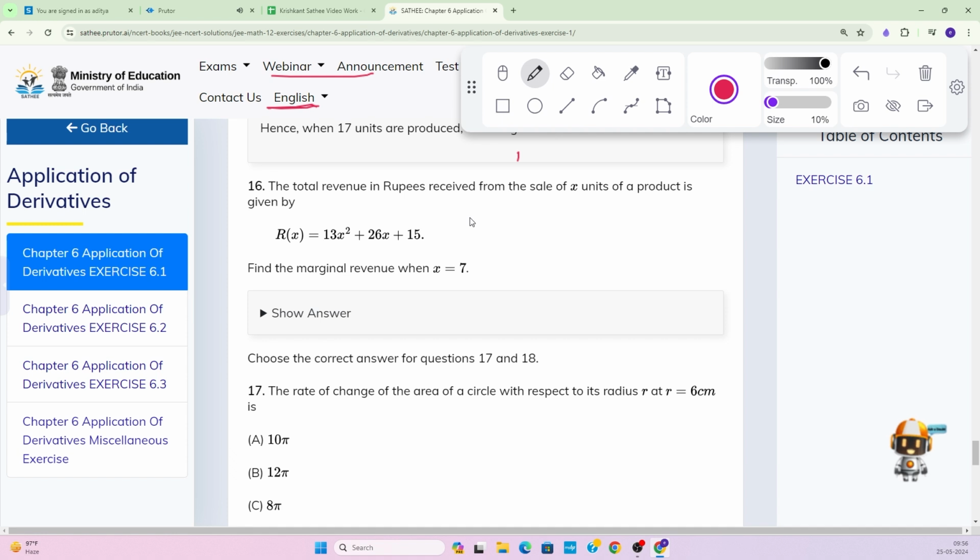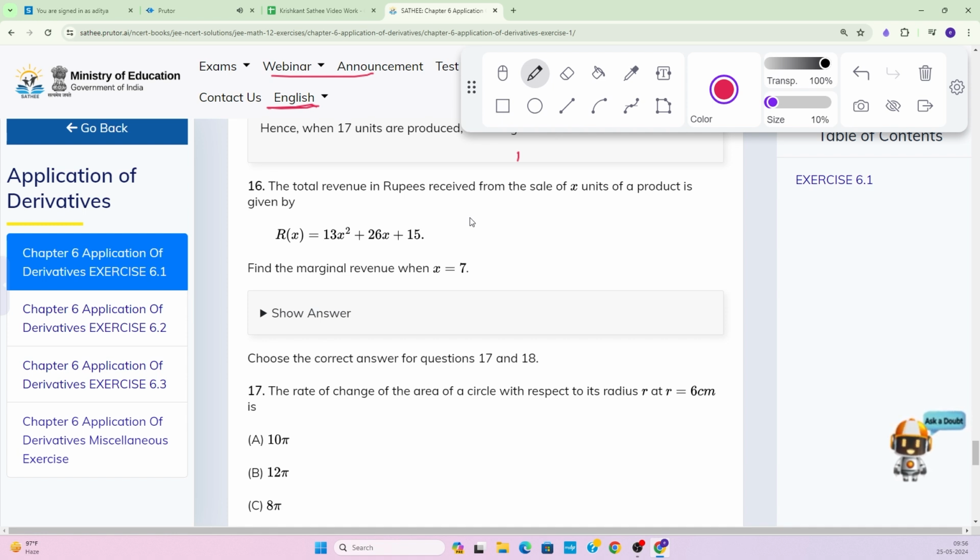This means dR/dx. So dR/dx will be what? 26x plus 26. So take 26 common, you will have 26 multiplied with x plus 1. Now x is 7, so this means 26 multiplied with 7 plus 1, which means 8.